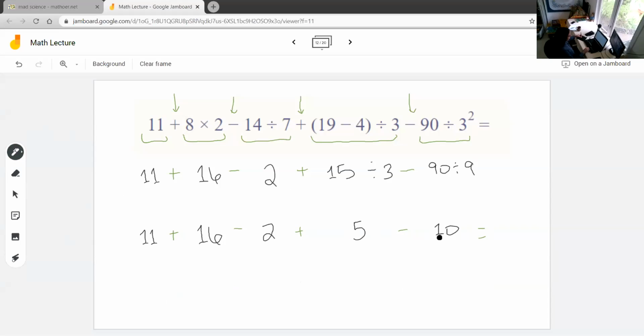And then finally we go across. We have 11 plus 16, so 25. No, 27. I'm awake. 27. Minus 2 is 25. Plus 5 is 30. Minus 10 is 20. Did I do my mental math right?